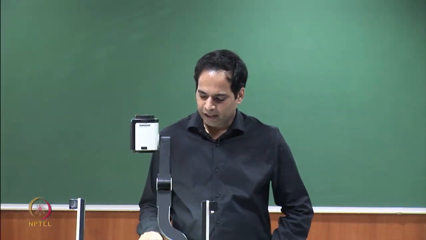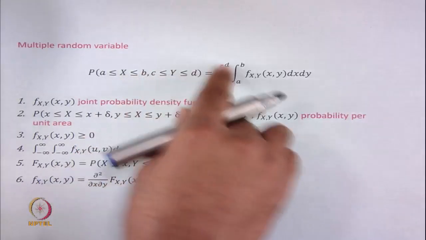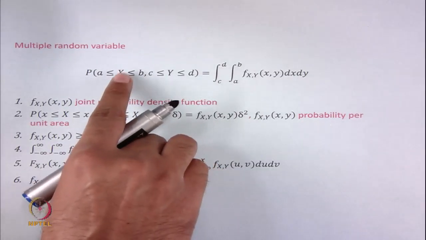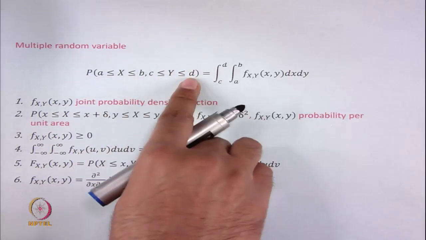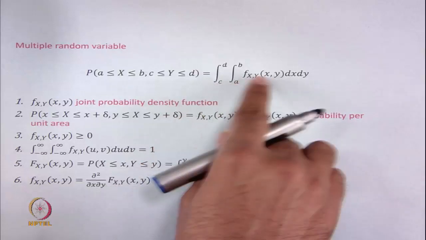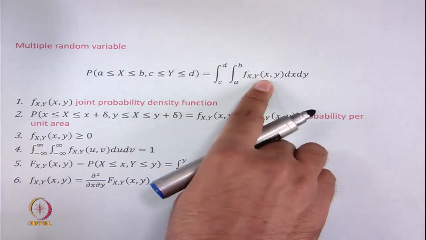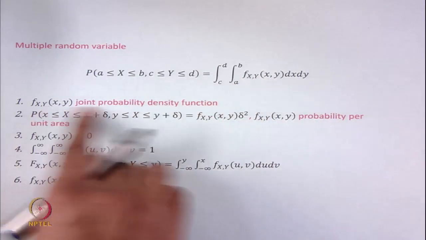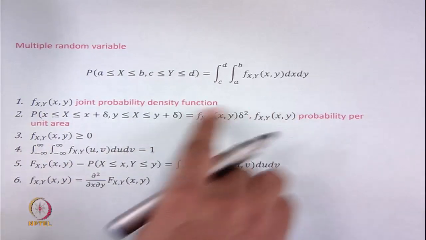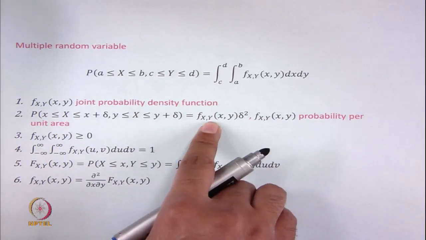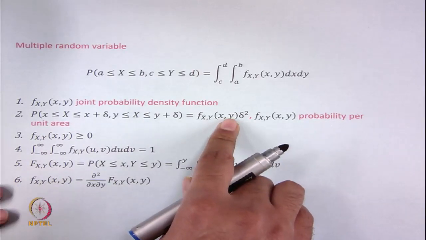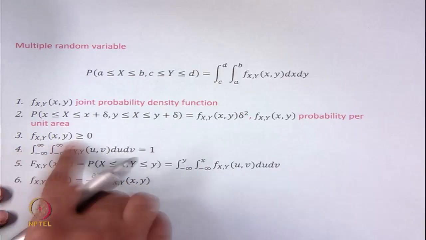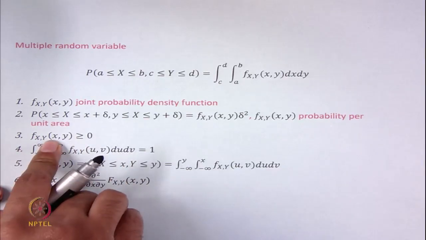This is a summary of all the properties that I have done. What I have said is, if we want to find the probability that random variable x takes a value between a and b and random variable y takes a value between c and d, then this probability can be computed in terms of the joint probability density function of x and y. The joint probability density function is the probability per unit area, it is not probability, and hence it can be more than 1, but because it is used to calculate probability, this quantity has to be non-negative.